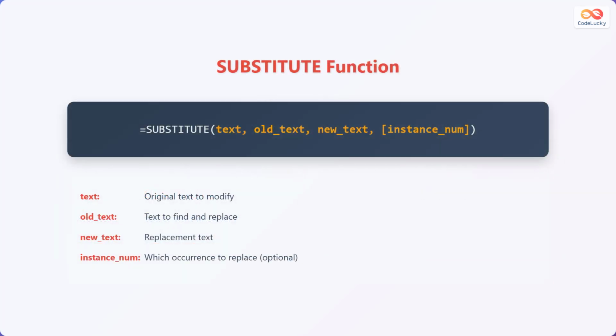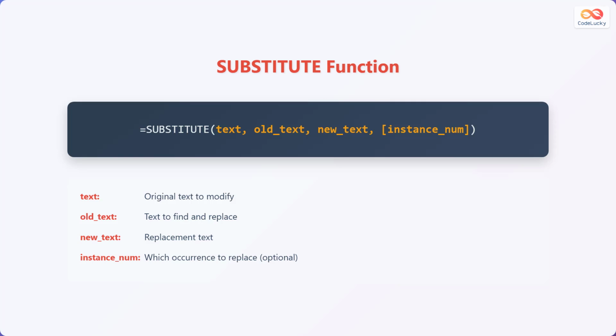Here is the syntax for the SUBSTITUTE function. The formula is =SUBSTITUTE(text, old_text, new_text, [instance_num]).